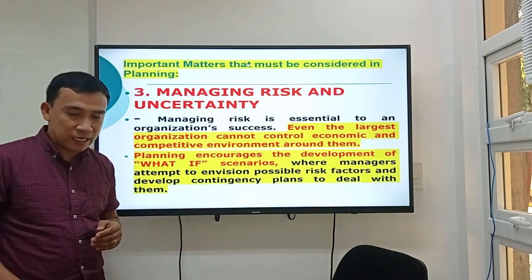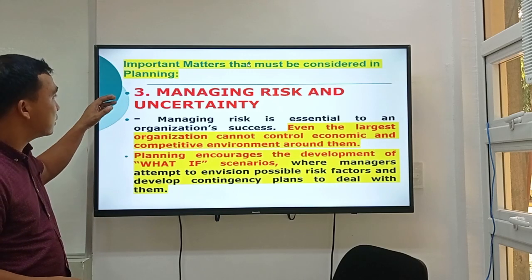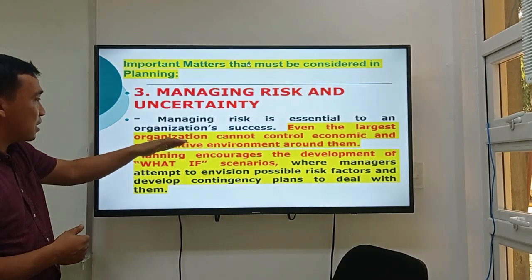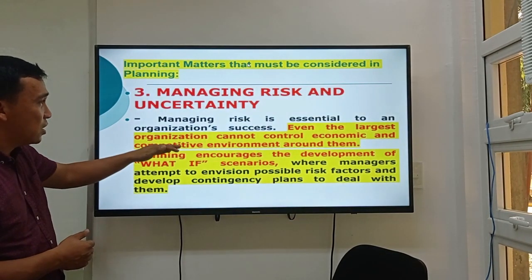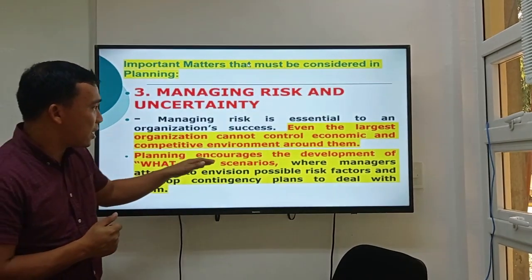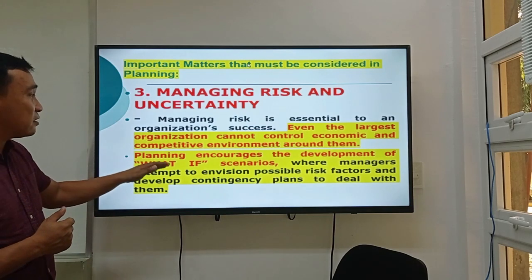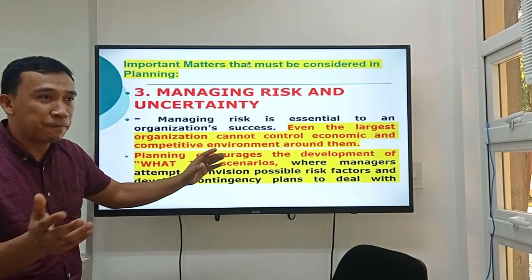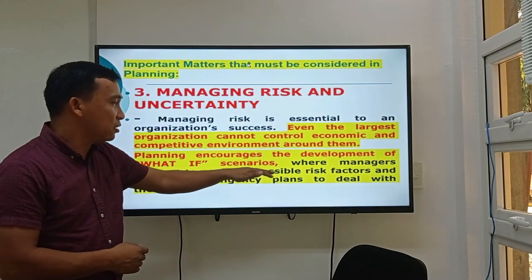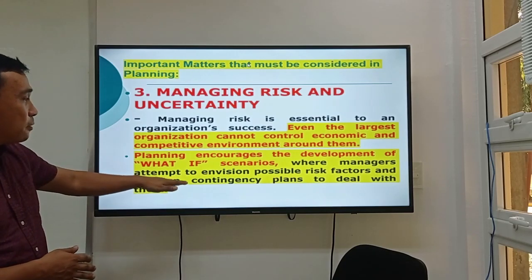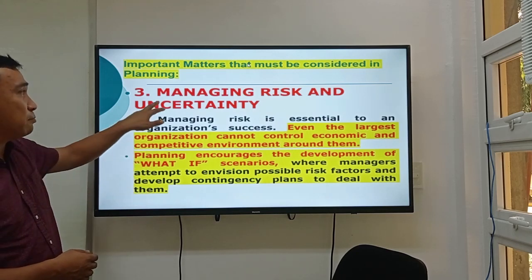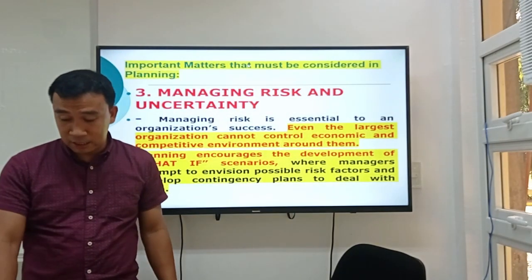Third is managing risk and uncertainty, that even the largest organization cannot control economic and competitive environment around them. Planning encouraged the development of what-if scenarios. Paano kung ganito? Paano ganyan? Where managers attempt to envision possible risk factors and develop contingency plans to deal with them. That is managing risk and uncertainty.